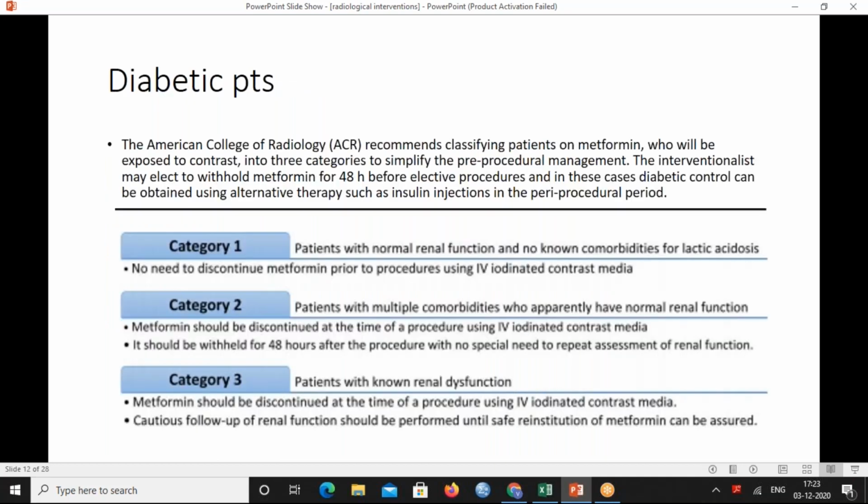And a few words about diabetic patients, like our earlier speaker has also told, the American College of Radiology recommends to withhold metformin for 48 hours before elective procedures. Now, again, they have divided patients into 3 categories. Category 1, with normal renal function and no known comorbidities, no need to discontinue. In category 2, multiple comorbidities are there, but apparently normal renal function. Then metformin should be discontinued at the time of procedure, and it should be withheld for 48 hours after procedure with no special need to repeat assessment of renal function.